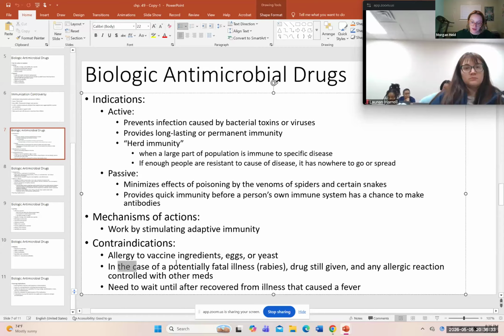If you have a fatal illness like rabies and you're allergic to the rabies antitoxin, should I still give you the rabies antitoxin, or should I let you die from rabies? Yeah, still give it. You still give it because I can more easily treat the allergic reaction. There's only one treatment for rabies. So just keep that in mind.